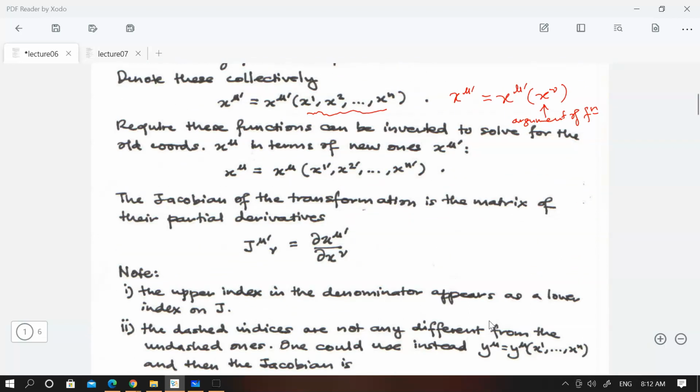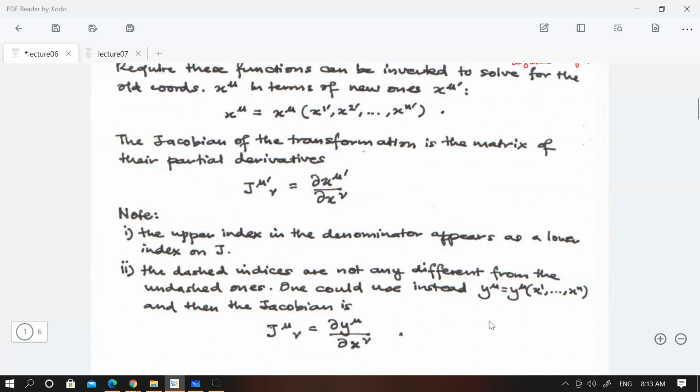And in order for us to know how to transform this, normally we need what we call the Jacobian. You have seen the Jacobian before, usually in the context of integrals. Over here, we think of the Jacobian as the matrix of partial derivatives. So in other words, we have J^μ'_ν being equal to ∂x^μ'/∂x^ν. I think I've written the matrix somewhere. Yeah, so we'll go to that later on.